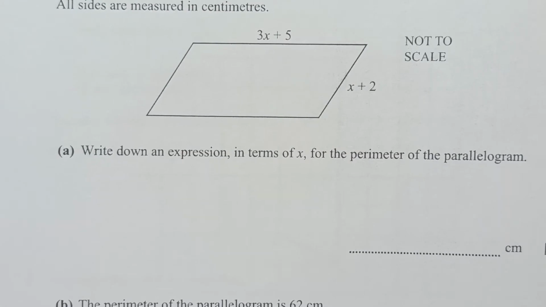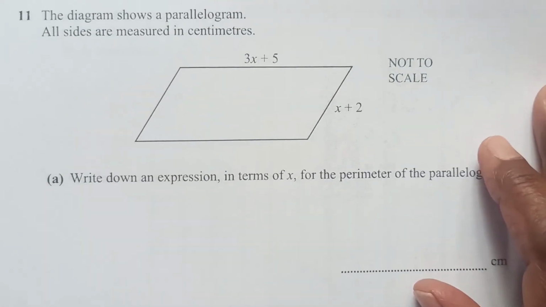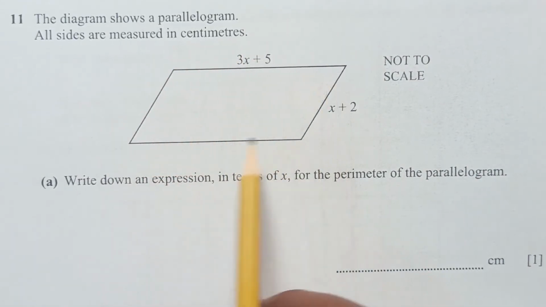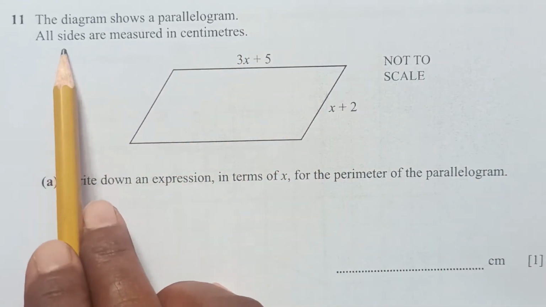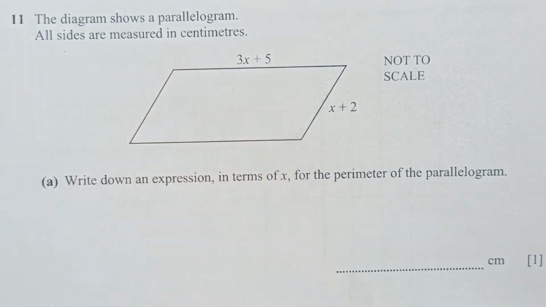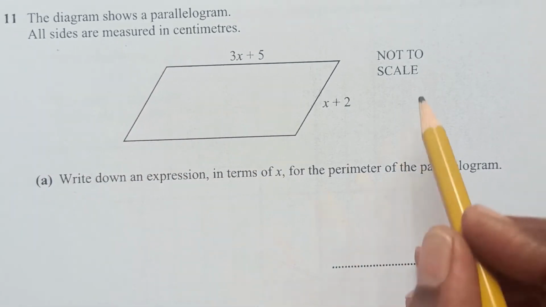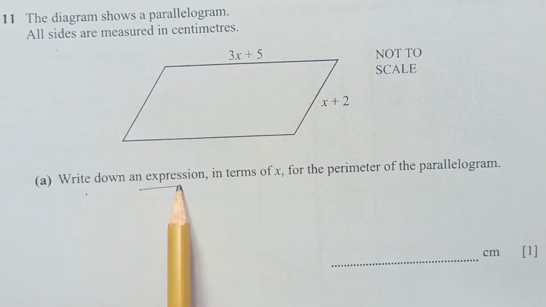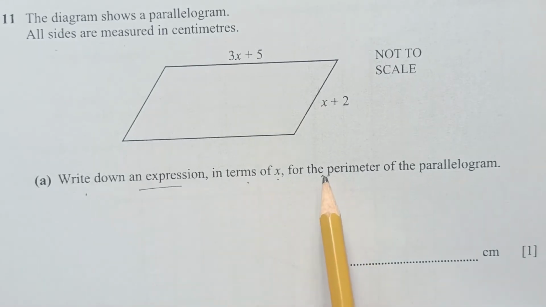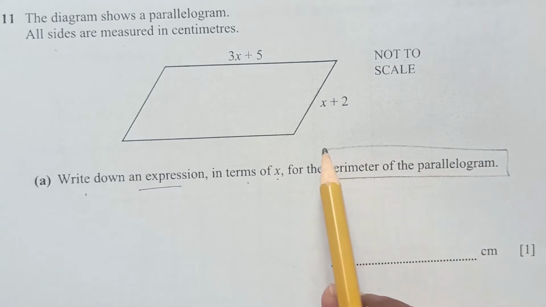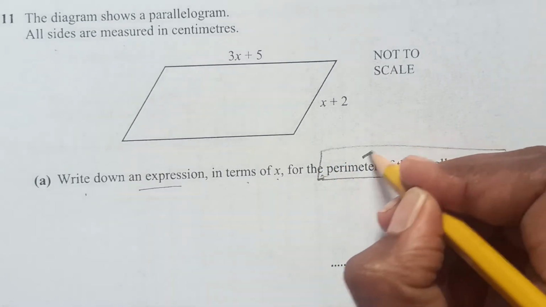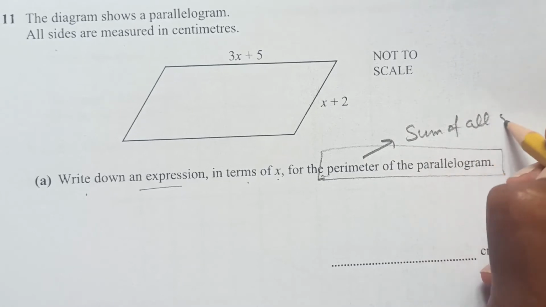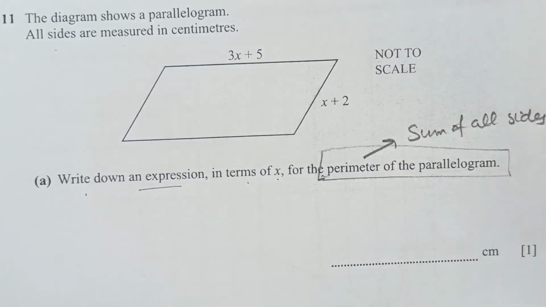So we have a different kind of question from algebra here. The diagram shows a parallelogram. You see this is a parallelogram here. All sides are measured in centimeters. This diagram is not to scale actually. Write down an expression in terms of x for the perimeter of the parallelogram. So what is perimeter? Perimeter is the sum of all sides, right? Sum of all sides.